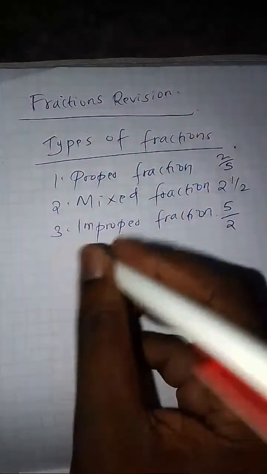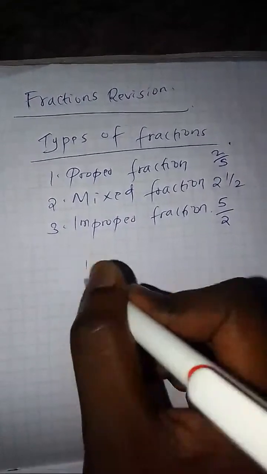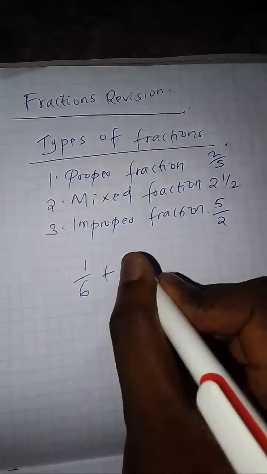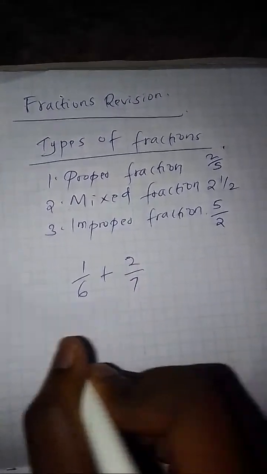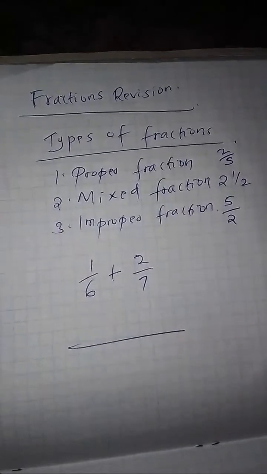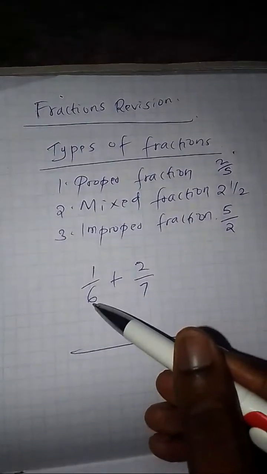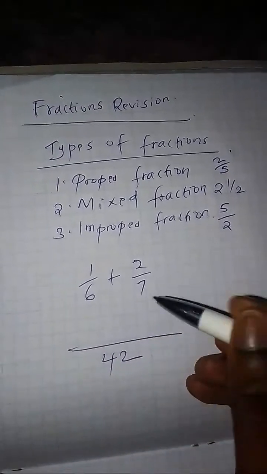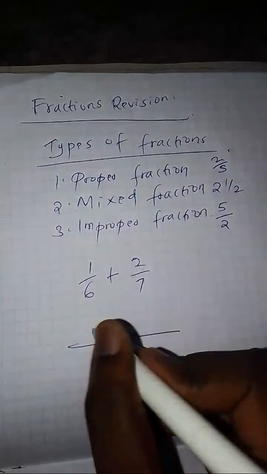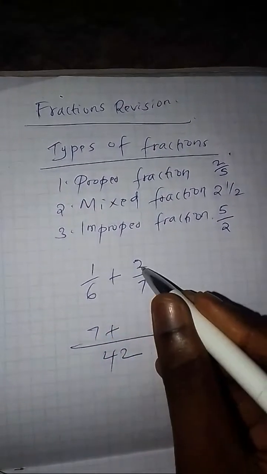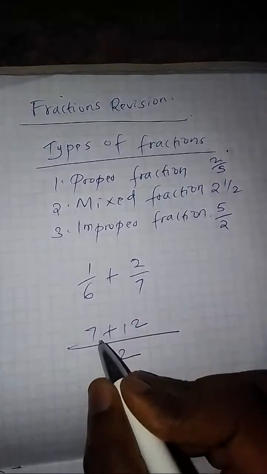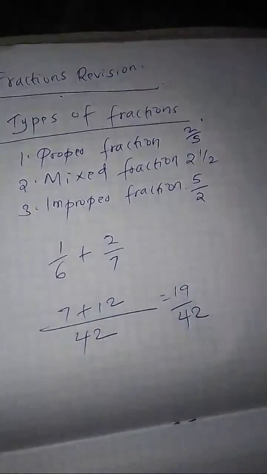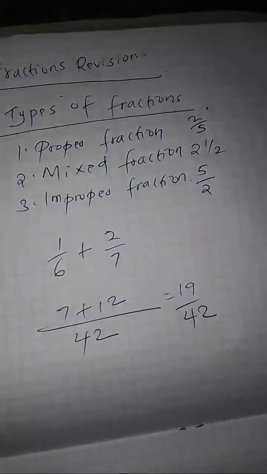Now I want us to learn, if we are given 1 over 6 added to 2 over 7, what do we do? There's a shorter method. You multiply 6 by 7, which is 42. Then you multiply 7 by 1 is 7, plus 6 by 2 is 12. So 7 plus 12, the answer is 19 over 42. That is usually the shortest method that you can work it out.